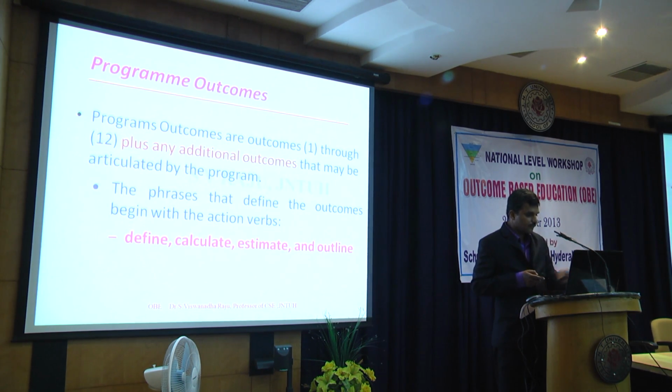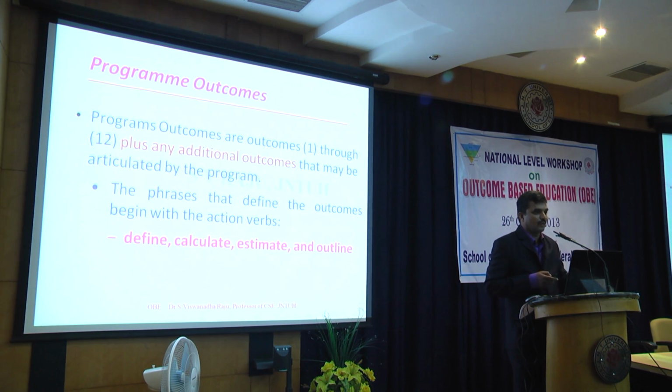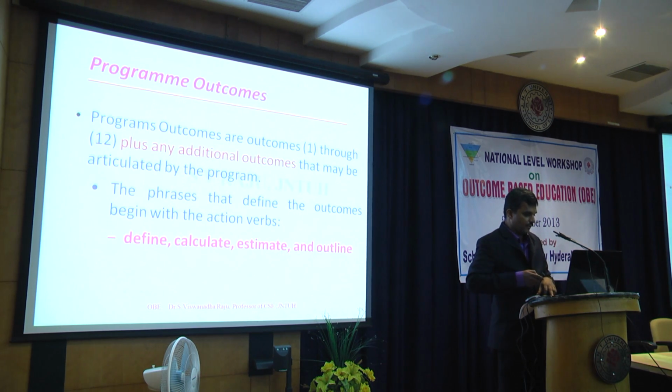Now, define the outcomes beginning with action verbs. You need to try to define the program outcomes with some of the keywords I have mentioned. Not only these keywords, if you feel some other keywords are suitable, you can use those also for framing the program outcomes: define, calculate, estimate, outline. The same applies to our question paper. When we are framing the question paper, we should try to apply the program and course outcome pattern. Otherwise, we cannot extract much more than what we have right now. So these are the verbs you can use.